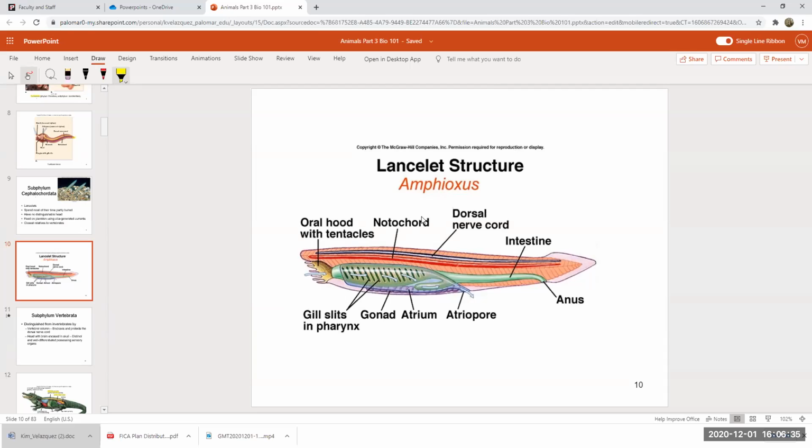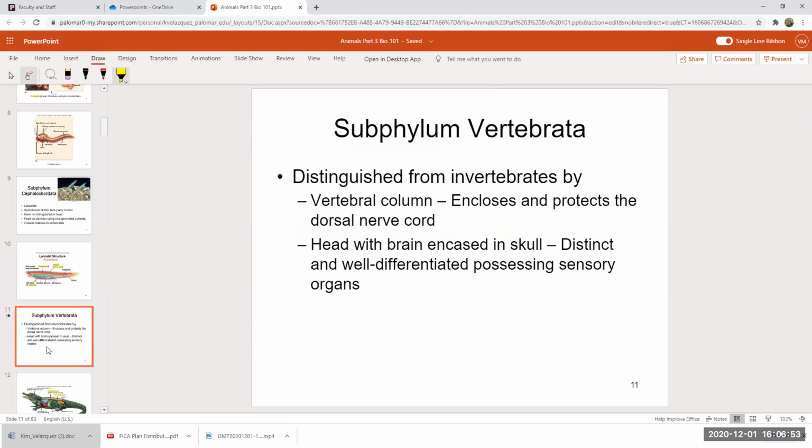So here's Amphioxus. You can see he has a postanal tail. He has a notochord, a dorsal nerve cord, and he has a pharynx with gill slits. And then finally, we get to the vertebrates.